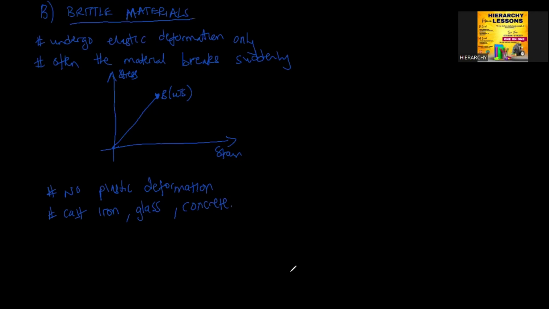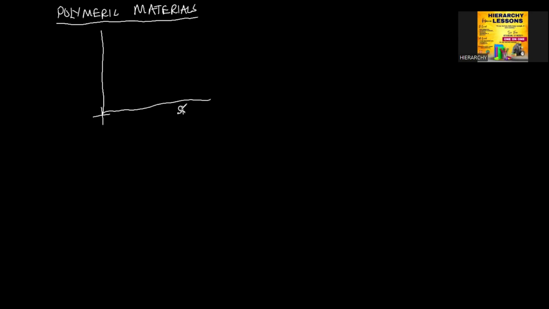Lastly, we want to look at polymeric materials. Let me just clear here. Polymeric materials, so that's C. What are these polymeric materials? Let me first draw the stress-strain graph, with strain. You've seen this graph before when we were talking about transformers.